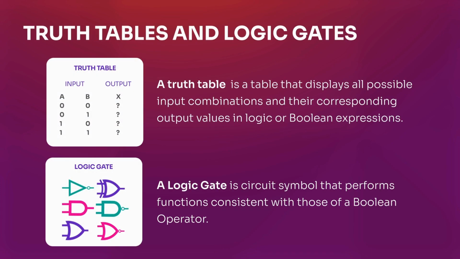The truth table and logic gates. The truth table is a table that displays all possible input combinations and their corresponding output values in a logic circuit or a Boolean expression. A logic gate is a circuit symbol that performs a function consistent with those Boolean operators.